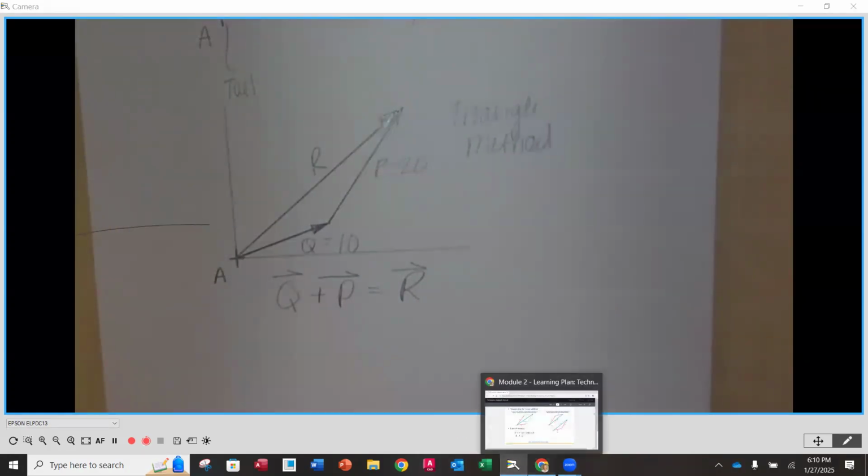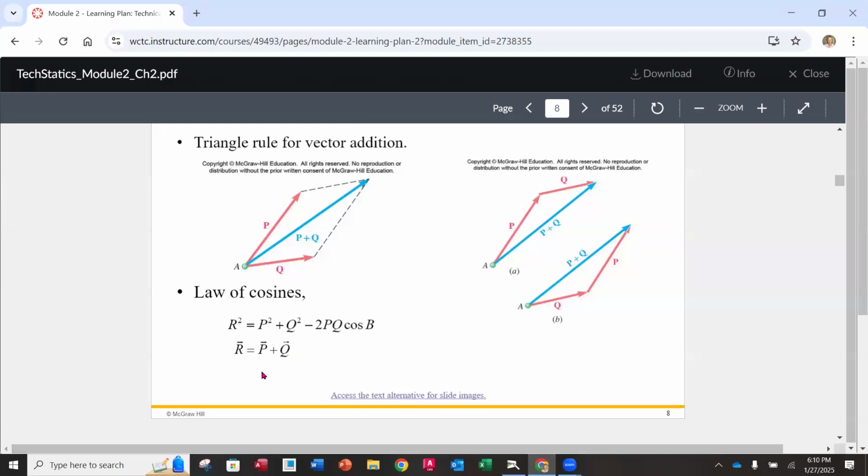If I go back to here, resultant, you see that there's a little vector right above the capital R there, that means it's a vector quantity. The same thing with the P and the Q. That just tells you can't add these algebraically. We've got to actually do a vector sum on this, okay?